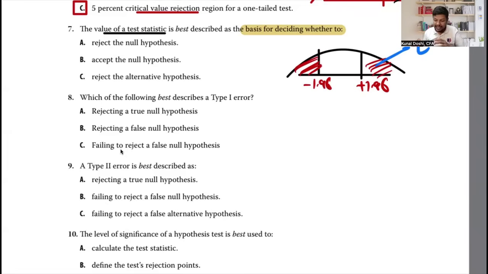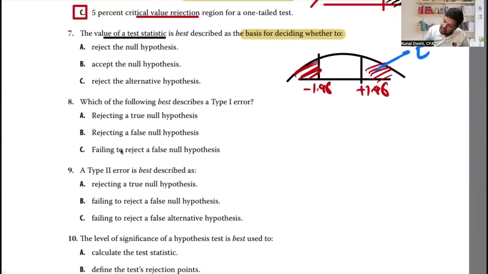So the value of test statistic is going to be the basis of deciding whether to reject a null. Why not B and C? Because we never say statistically accept the null or reject the alternate. We always say whether we reject the null or fail to reject the null. So it's more about the statement.